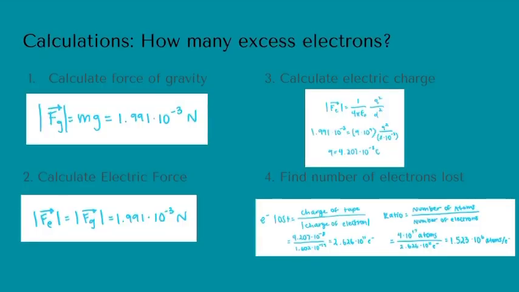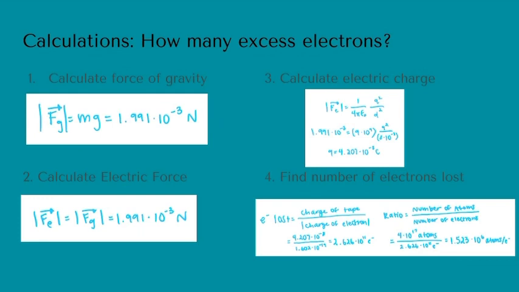So to find the number of excess electrons, we first need to calculate the force of gravity, which we find by multiplying mass times the gravitational constant, which yields us 1.991 times 10 to the negative 3 newtons. And then from this, we set the magnitude of the electric force equal to the magnitude of the force of gravity. And then next, we'll calculate the electric charge using Coulomb's law.